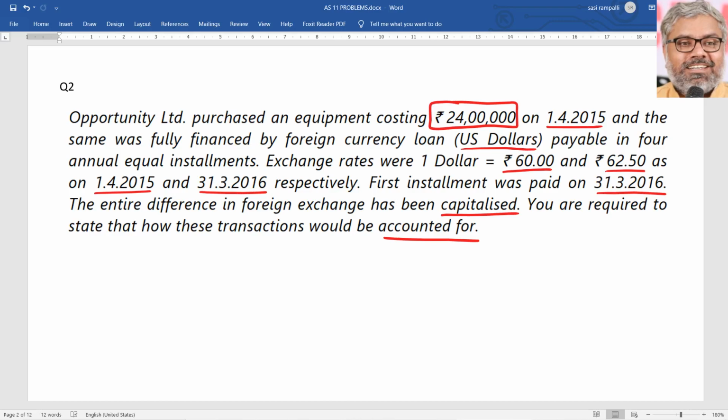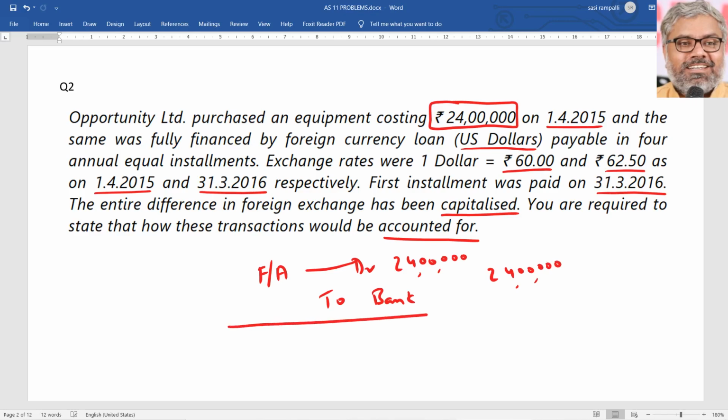You are required to state how these transactions would be accounted for. Already he is saying that difference in foreign exchange rate has been capitalized. How it has to be accounted for is nothing but capitalized only. So first of all, when the equipment is purchased, definitely entry would be written: equipment account at, or plant and machinery account at, or fixed asset account at, or PPE account at, or whatever you call it. So whatever that asset account at to bank, the amount was already given in rupees only. So 24 lakhs is what that asset was purchased for.